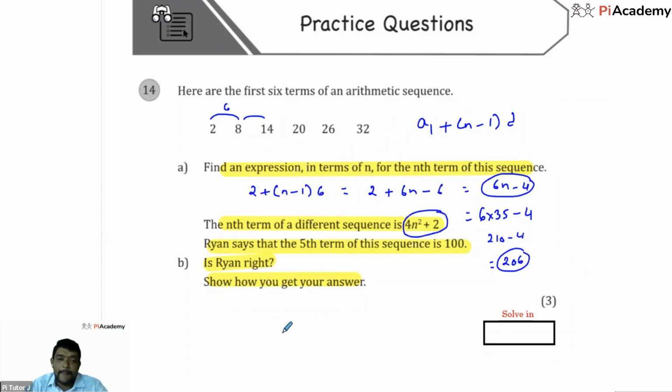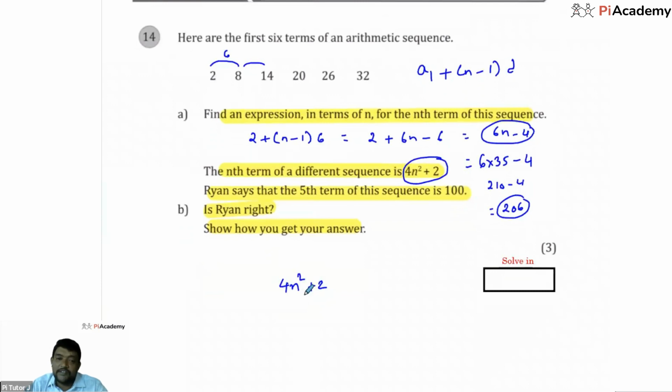Look here. The nth term of a different sequence is 4n squared plus 2. Now, let's write the sequence here. What is the first term? It is 4 times 1 squared, which is 4, plus 2, 6. The second term would be 2 squared is 4, 4 times 4 is 16, plus 2, 18. 3 squared is 9, 9 times 4 is 36, plus 2 is 38, and so on.